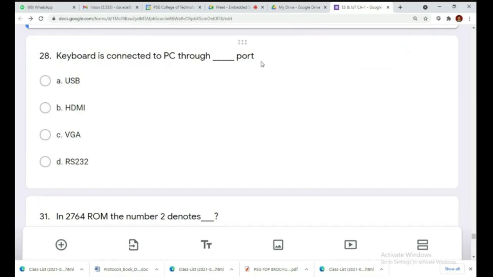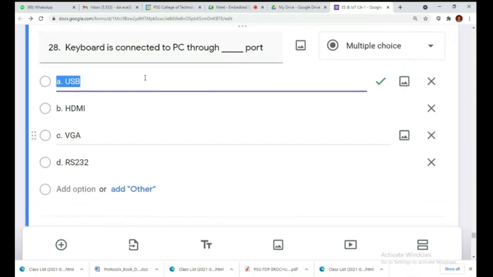Keyboard is connected to PC through USB port today, right? Today we are connecting the keyboard to PC through USB port. So USB is the right answer. HDMI is where we connect our monitor and projector, etc. Earlier, VGA port was for monitor. Earlier for keyboard it was RS-232, but nowadays we use USB for connecting the keyboard with PC.